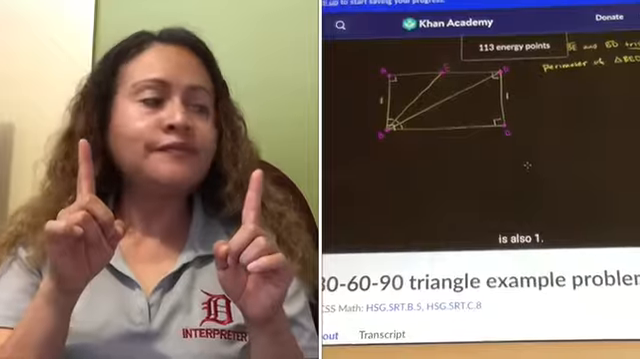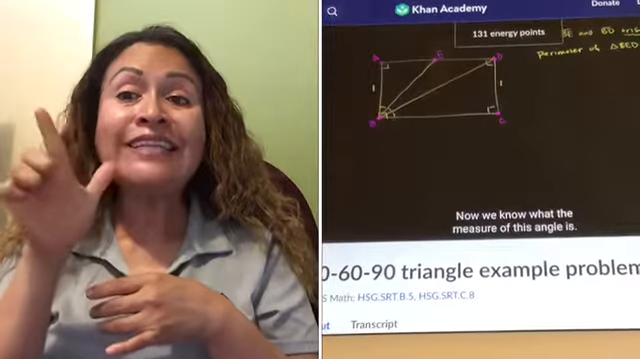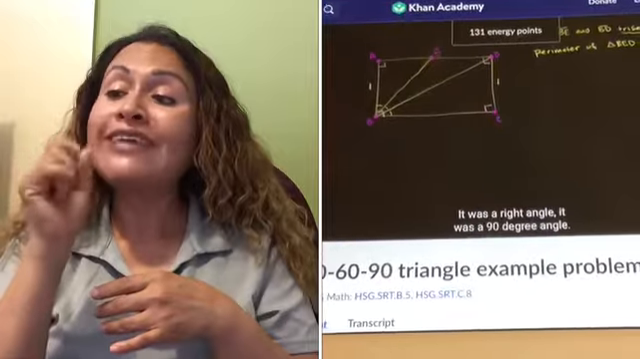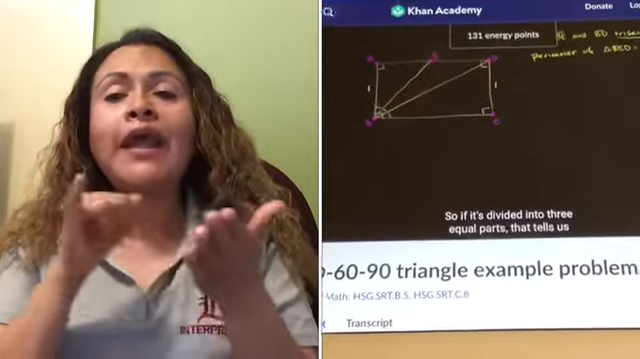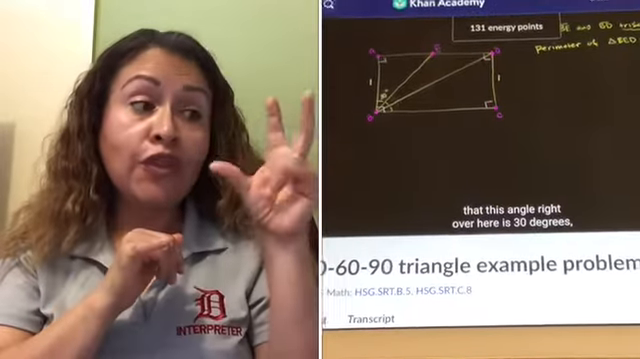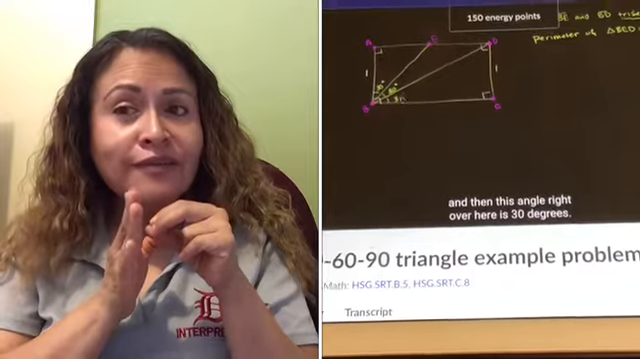The other thing we know is that this angle is trisected. Now we know what the measure of this angle is. It was a right angle. It was a 90-degree angle. So if it's divided into 3 equal parts, that tells us that this angle right over here is 30 degrees, this angle right over here is 30 degrees, and then this angle right over here is 30 degrees.